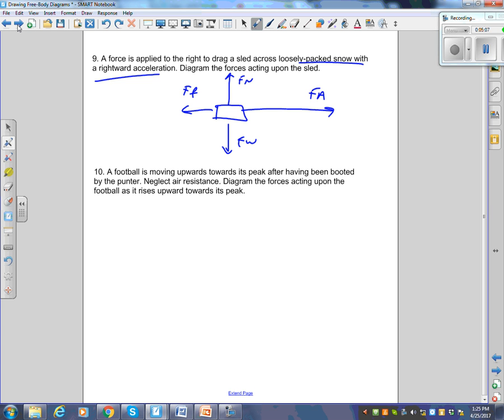A football is moving upwards towards its peak after having been booted by the punter. Neglect air resistance, diagram the forces acting upon the football as it rises upward toward its peak. Football is played on Earth. Weight force. Space football, yeah. Anything else? Any other forces? It says neglect air resistance.